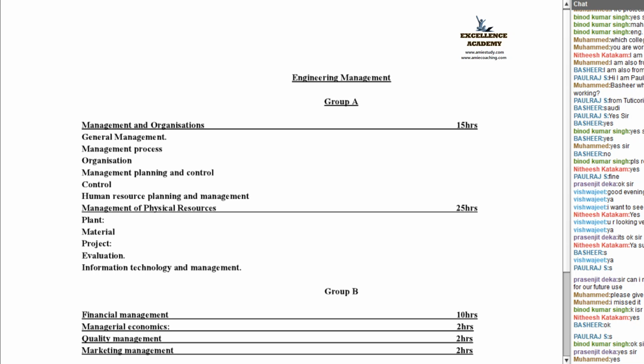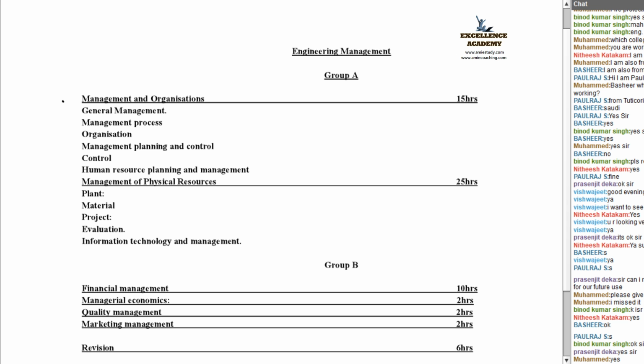I am going to complete the syllabus. So this is the plan, that is management and organization. Under that, general management, management process, organization, planning and control, then control, human resource planning and management. So these things are there under the management and organization heading. I plan to complete these many topics in 15 hours.